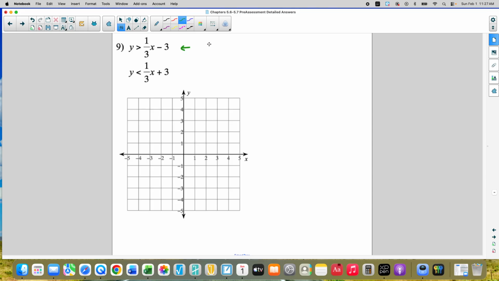Number 9. Let's do that one. Y-intercept equals -3. Slope of 1/3. Open circle, -3. Up 1, right 3.